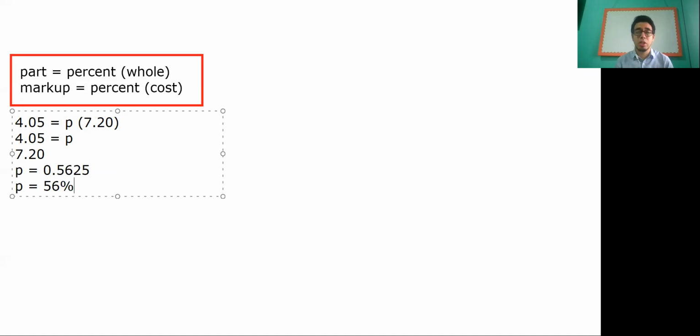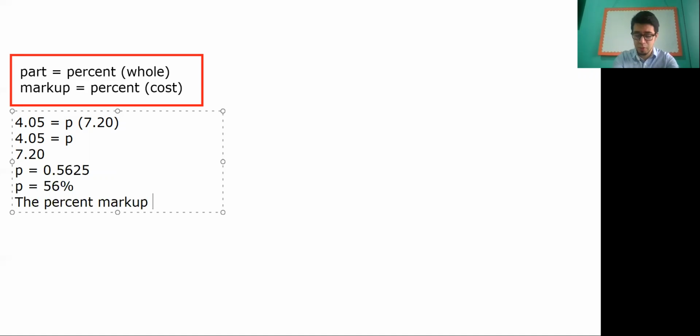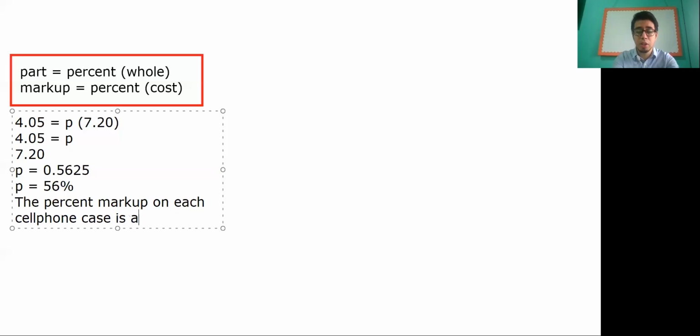Now we can complete the answer in words. The percent markup on each cell phone case is about 56%. Okay, so we already have the answer. We need to express the answer in percent. So this is the answer we were looking for, the percent.